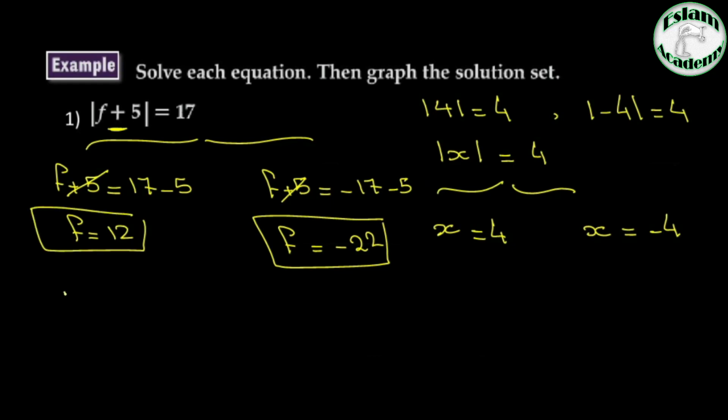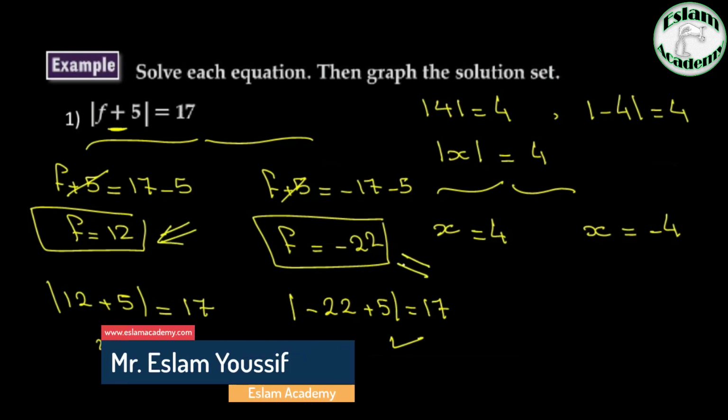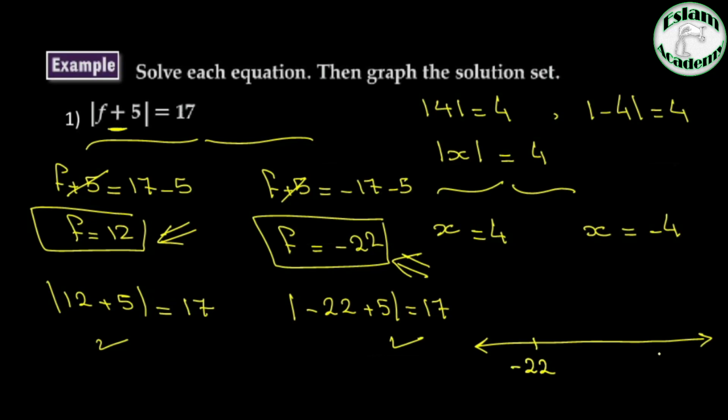Now check your answer. Is 12 plus 5, inside the absolute value, equal to 17? 12 plus 5 equals 17. That's right. Now we can check negative 22. Negative 22 plus 5 is negative 17, and its absolute value is 17. Yes. So the solutions are 12 and negative 22. To represent them on the number line, that's negative 22, and that's positive 12. And that is the solution.